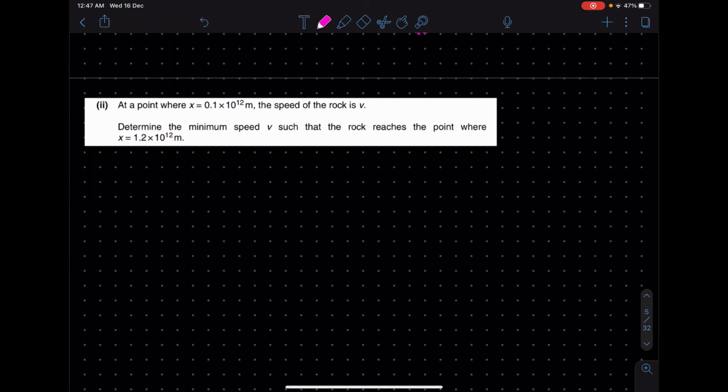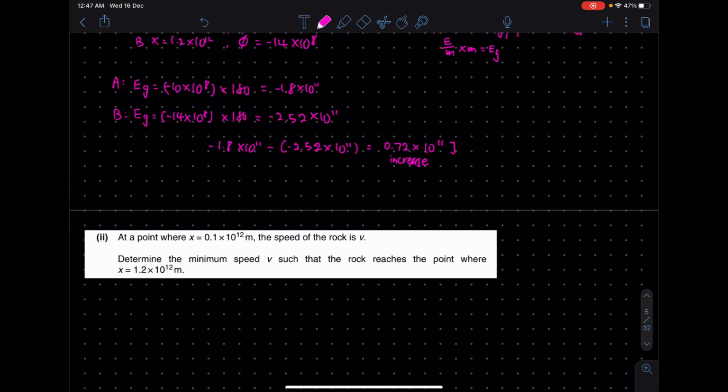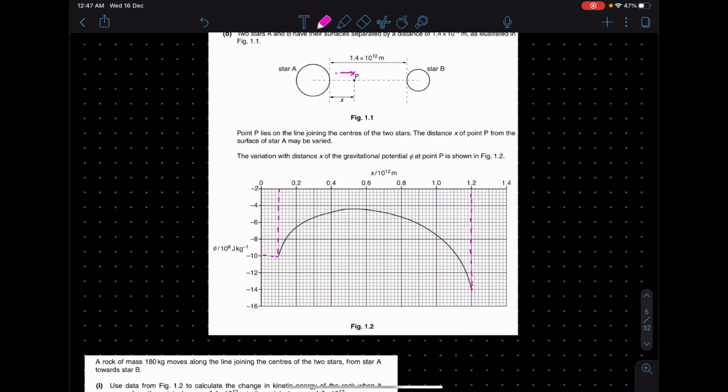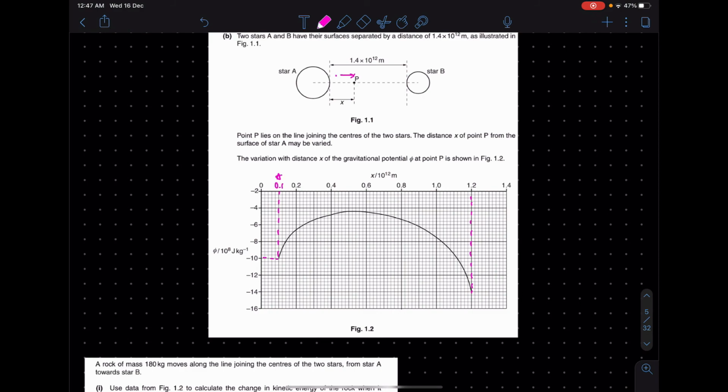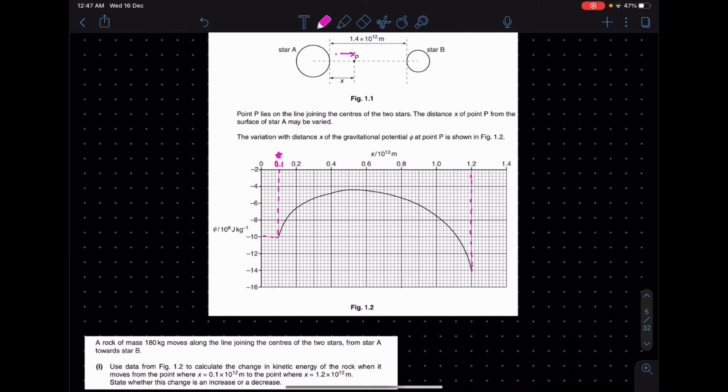Alright, so the last question here will be at a point where x is equal to 0.1 times 10 to the power of 12 meters, the speed of the rock is v. Determine the minimum speed v such that the rock reaches the point where x is equal to 1.2 times 10 to the power of 12 meters. So here we can look at it first. At a point where x is equal to 0.1, so here we need to determine the minimum speed such that the rock can reach here.